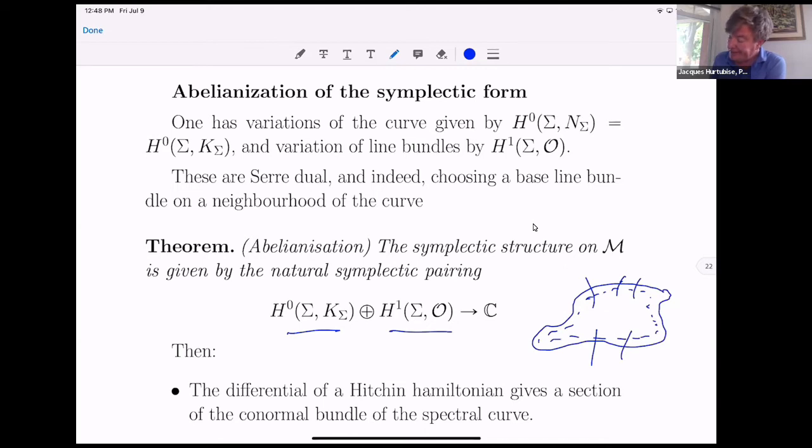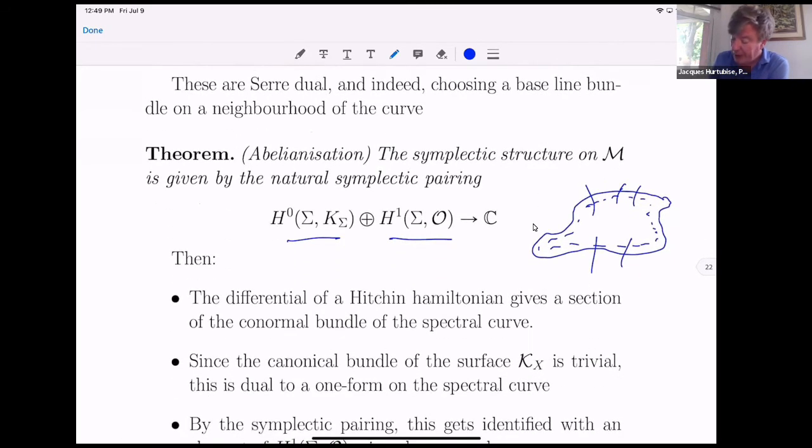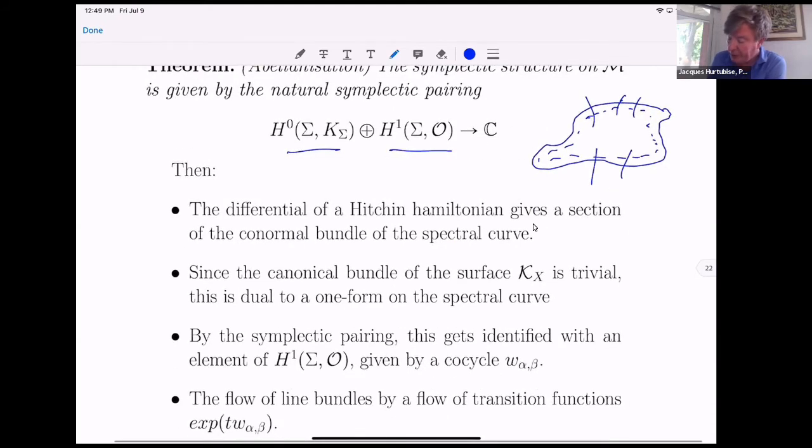And so this is a very nice feature, because of course on the sum of a space and its dual, you can write a natural symplectic form, symplectic pairing. And indeed, it is a symplectic structure. And then you can integrate these systems in a fairly concrete way. The differential of the Hamiltonian.